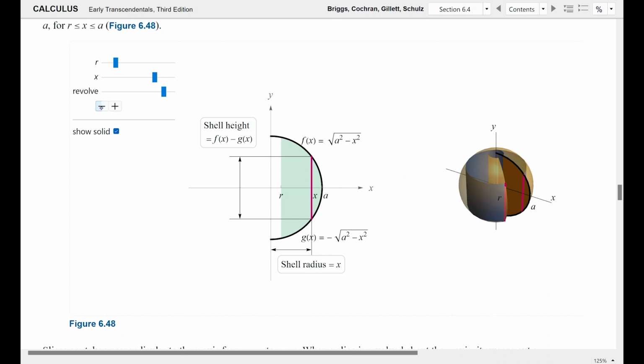It's the circumference of that shell. The height of the shell is going to be the height of the pink line that you see over there, and we'll rotate that pink line around the y-axis to get the area of that shell, and multiply by dx to get a small volume. That's basically how the shell method works. Once we're done revolving, we'll get our sphere with a hole drilled out of it.